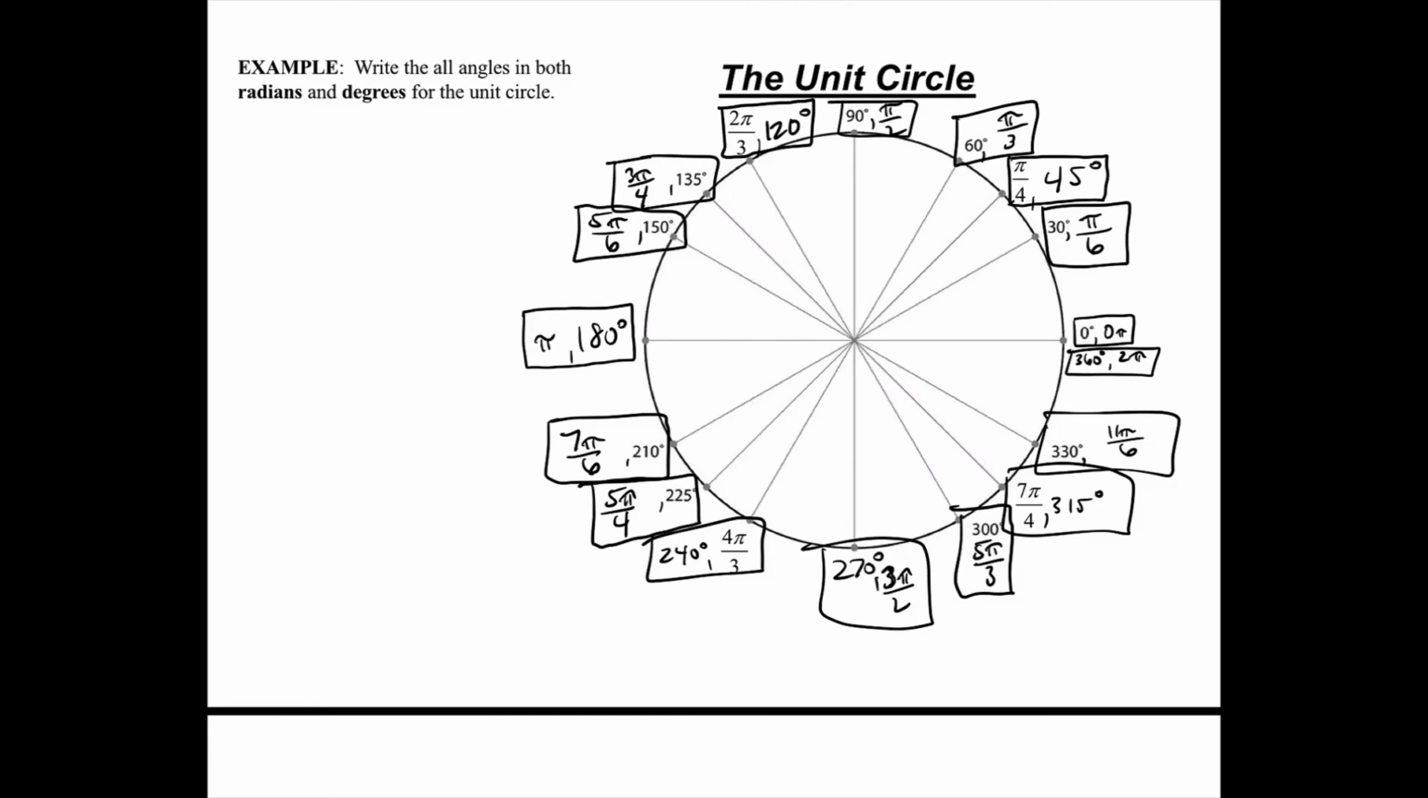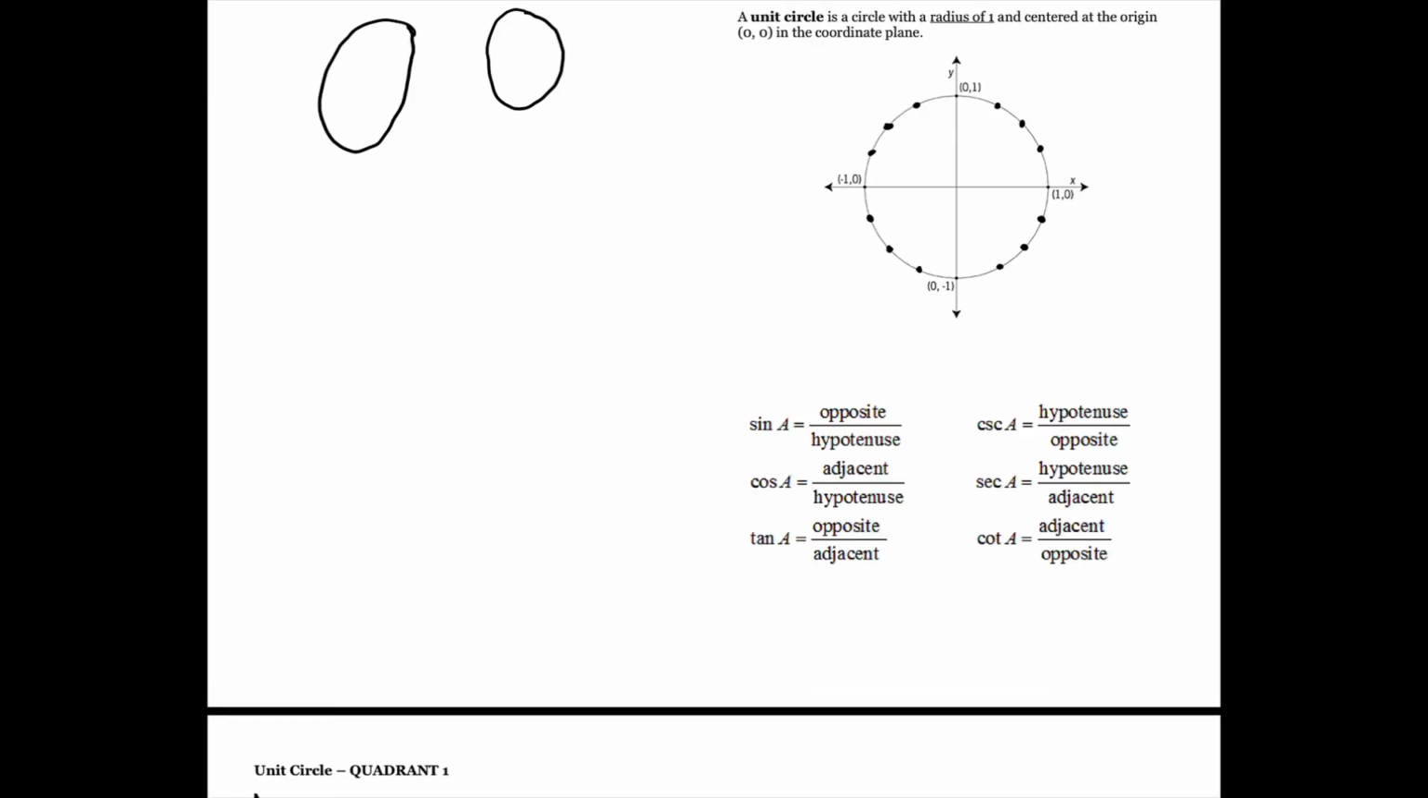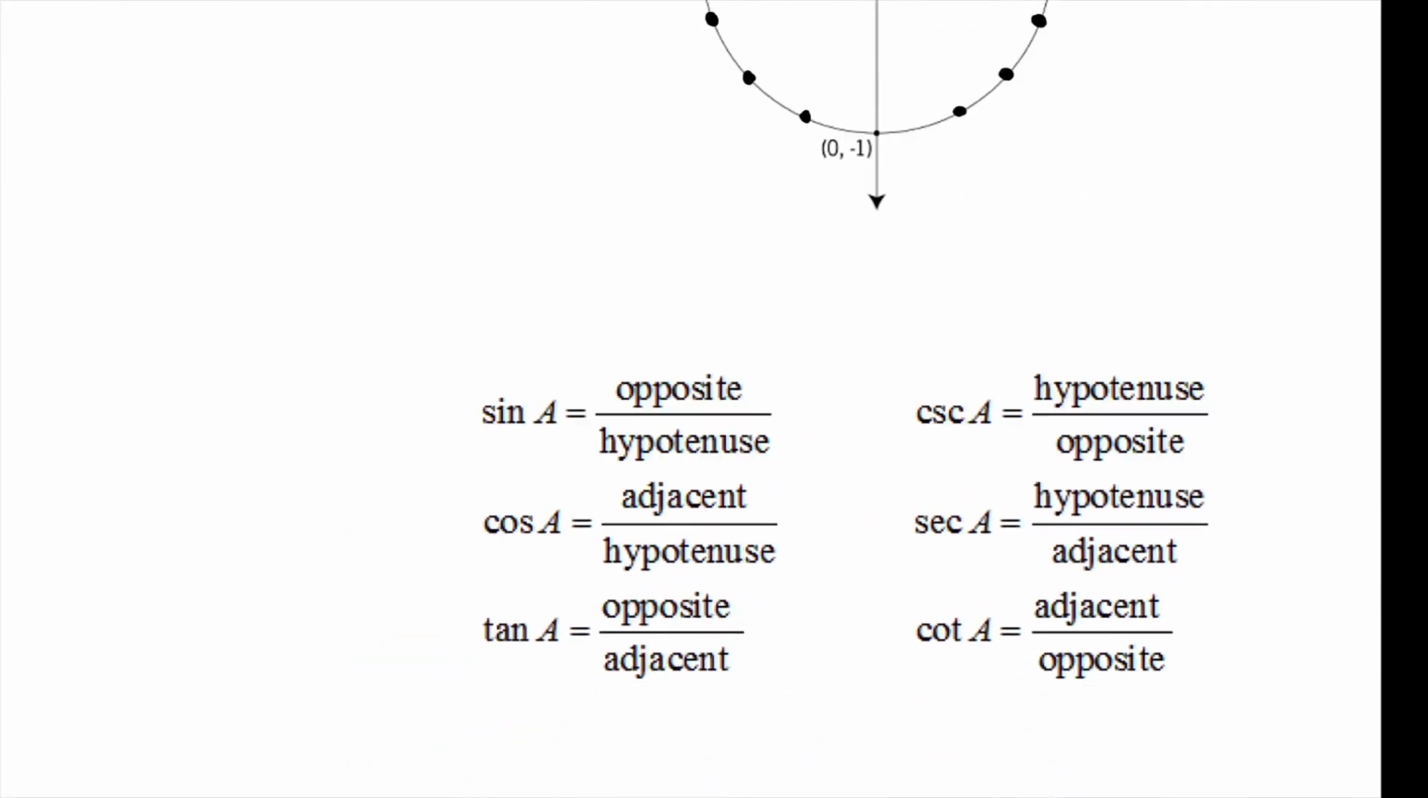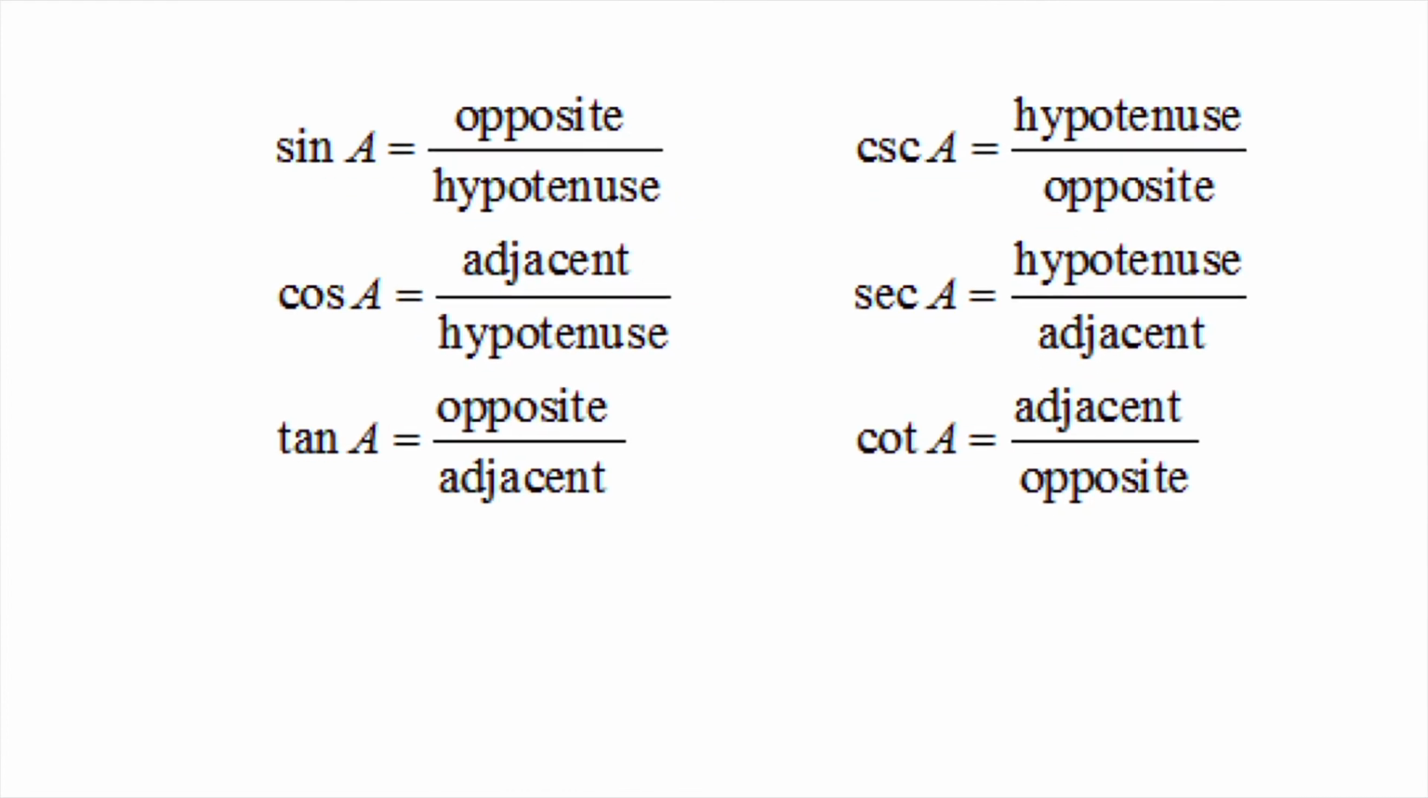So where am I at? Here we go. All right, so let's go back to here. Down here, just a reminder, we've used these before: sine, cosine, tangent. We're not going to use them today, but I put them on there because we're going to use them probably tomorrow. They are already in your notes, but they're in your notes again.